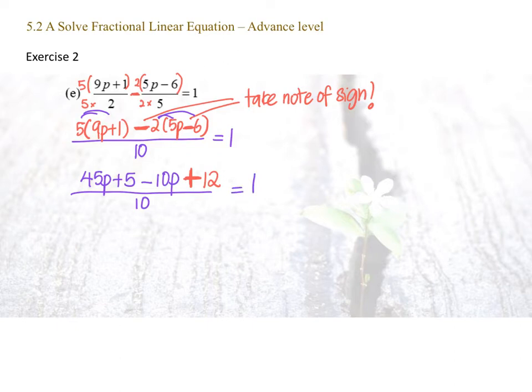And then now we can simplify our numerator. 35p plus 17. And we can cross multiply. We'll get 35p plus 17 to be equals to 10. Now I believe you can solve the remaining part of the question.